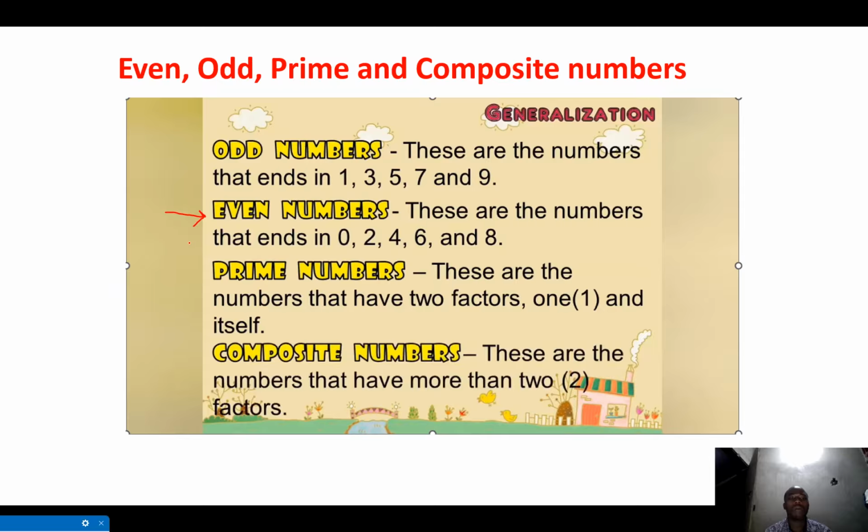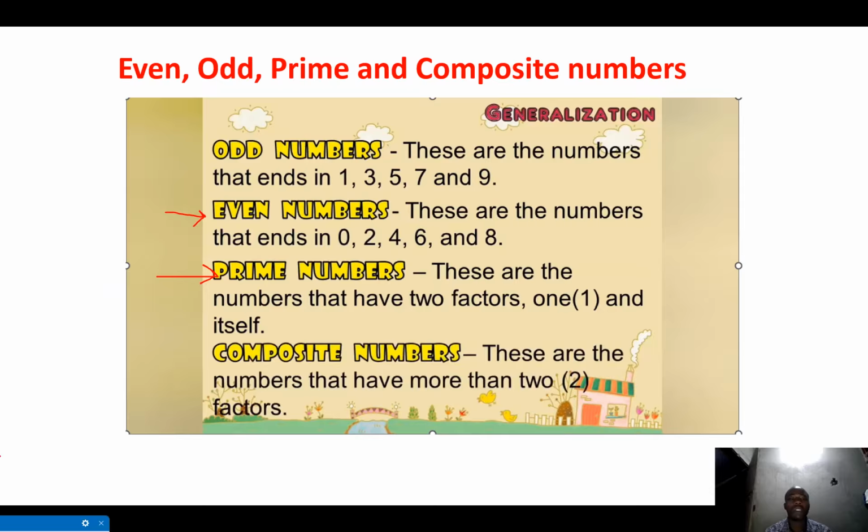Next, we have prime numbers. Prime numbers are numbers that have two factors, 1 and itself. Examples can be 2, 3, 5, 7, 11, 13, or any other that you can mention. So long as you can mention only 2 factors, being 1 and the number itself, then you have a prime number.